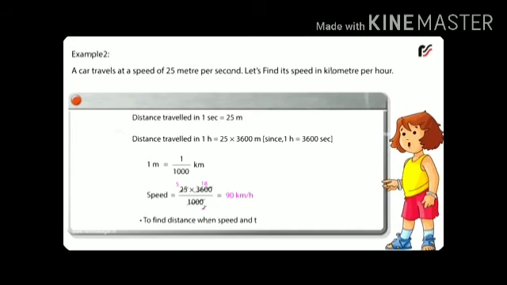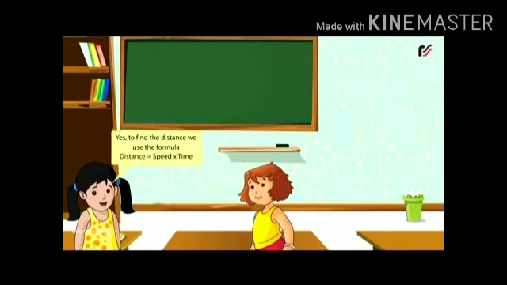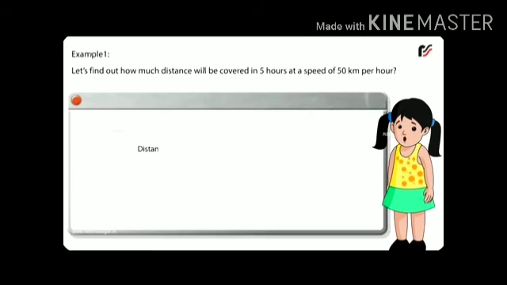To find distance when speed and time are given. Do you know how we can find the distance when speed and time are given? Yes, to find the distance we use the formula. Distance is equal to speed multiplied by time. The unit of time in speed should be the same as that of the given time. For example, let's find out how much distance will be covered in 5 hours at a speed of 50 km per hour. Distance covered in 1 hour is equal to 50 km. Distance covered in 5 hours is equal to 50 multiplied by 5, is equal to 250 km.